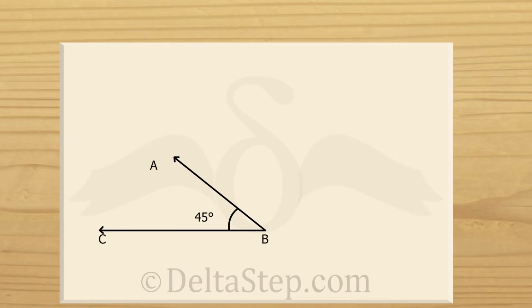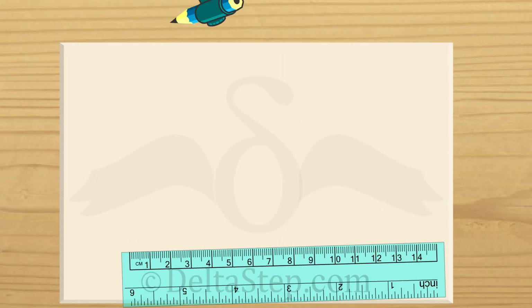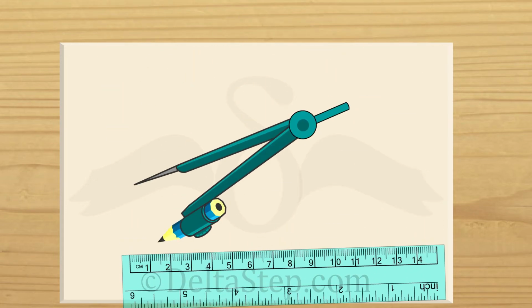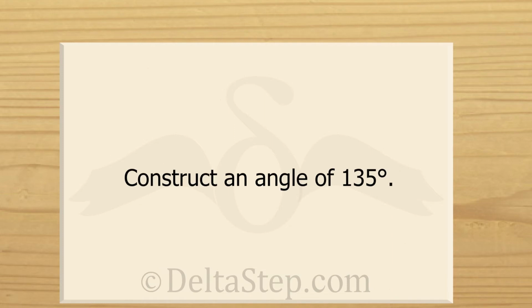We have already learned how to construct angles such as 45 degree, 60 degree and 90 degree using a ruler and a compass. Now let us see how we can construct an angle of 135 degree using a ruler and a compass. Now to construct an angle of 135 degree, we first need to think how we can break it into the angles which we have already learned to construct.